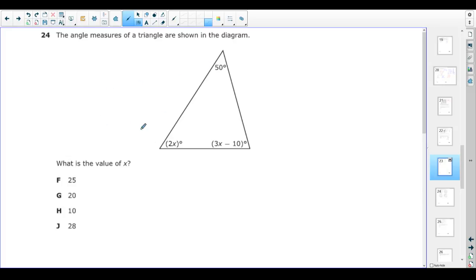Alright. What is the value of x if this is a triangle? So you remember, I'll spell it out, a triangle has a total of 180 degrees.